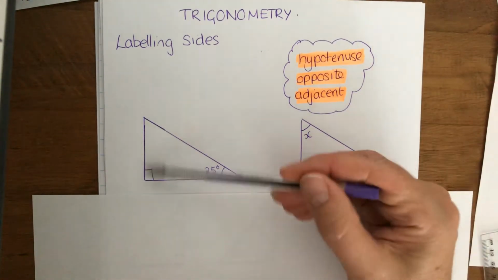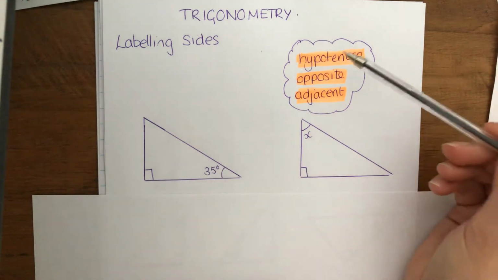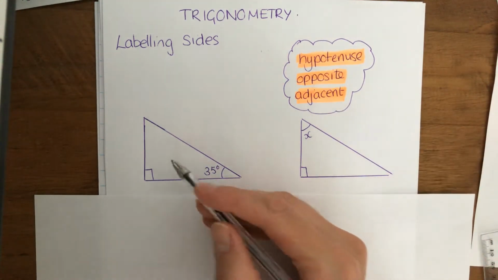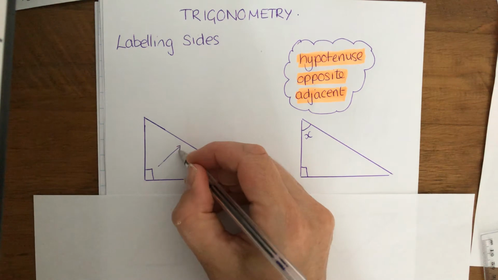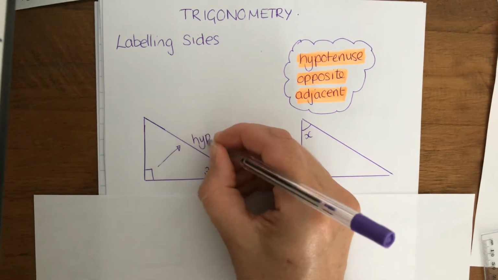So here's a right-angled triangle. Which one's the hypotenuse? The hypotenuse is the one opposite the right angle. That's the hypotenuse.